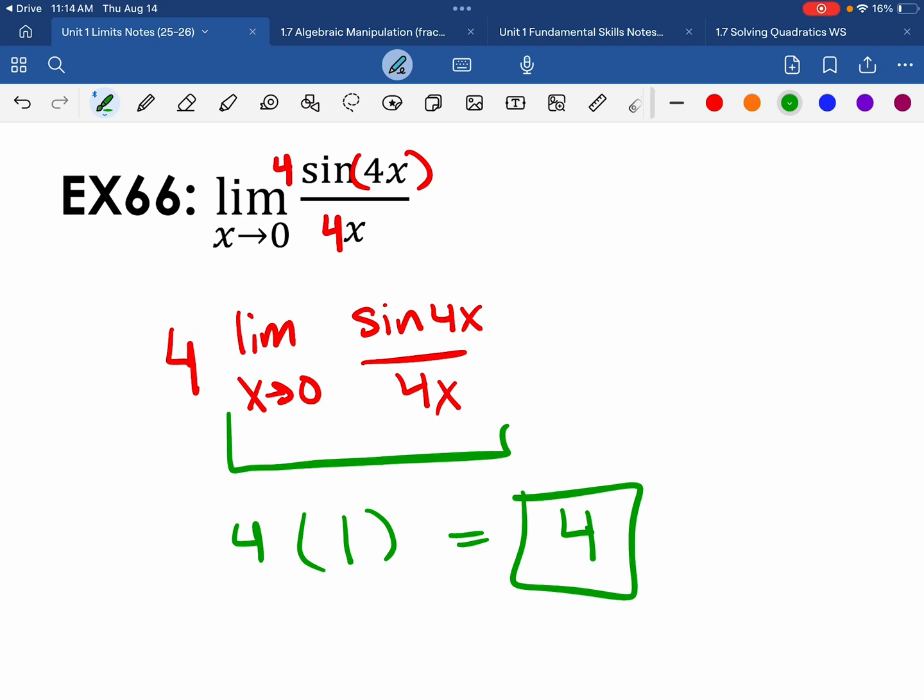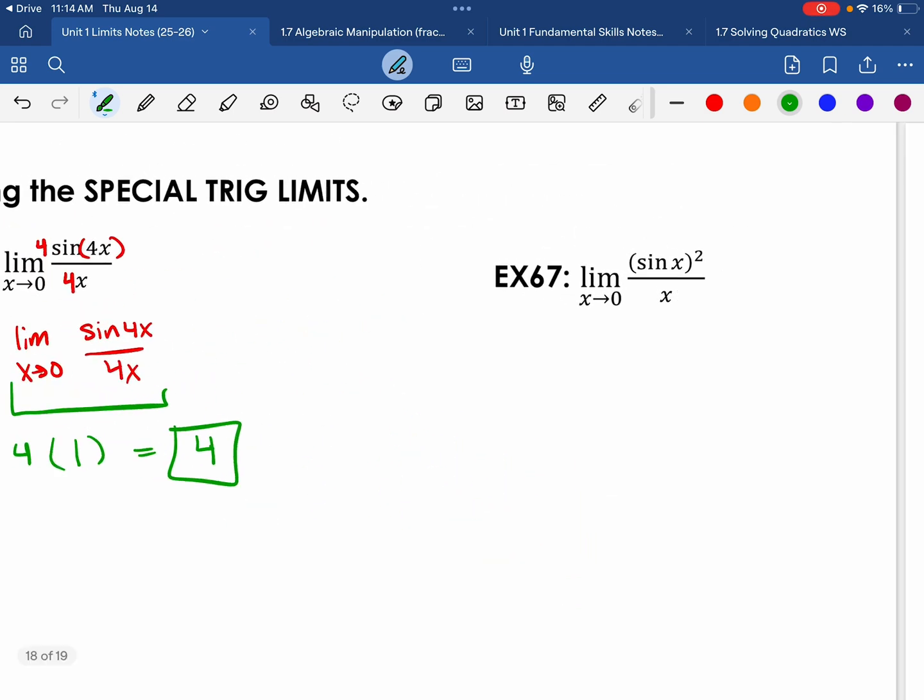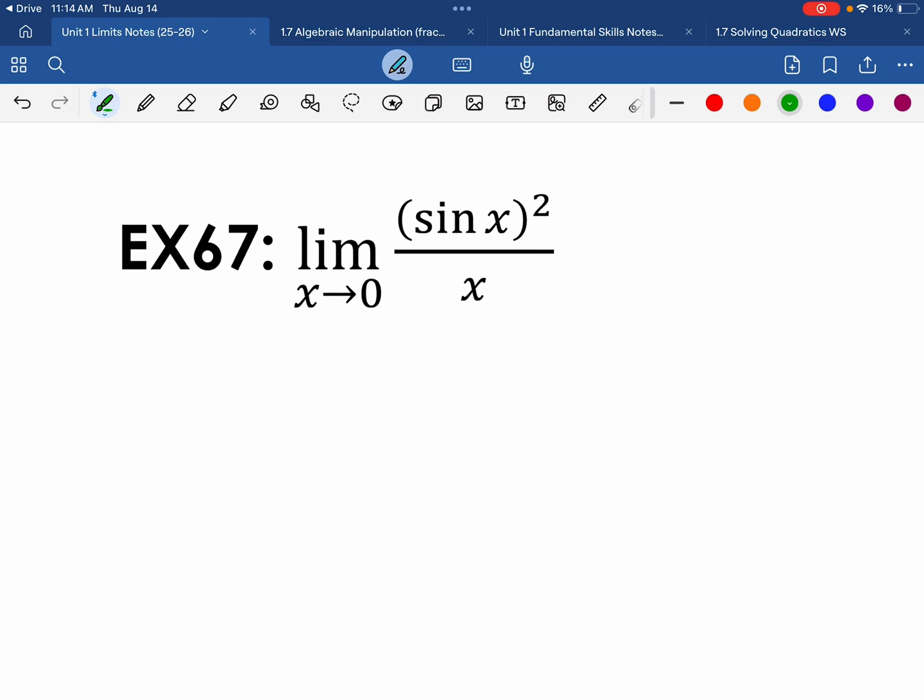Wait, so on the right where it says sine 4x over 4x, do these 4s cancel? This whole limit turns to 1, because it gets like 1 over 1. Yeah. So this whole thing is the special trig limit that turns to 1. The answer is 4, right? Yes, so the answer is 4.